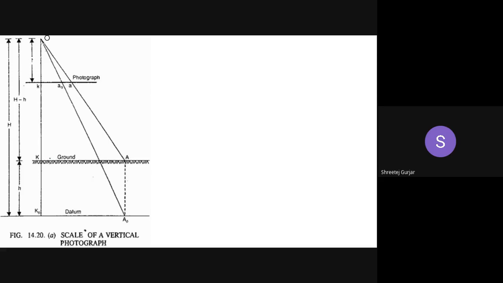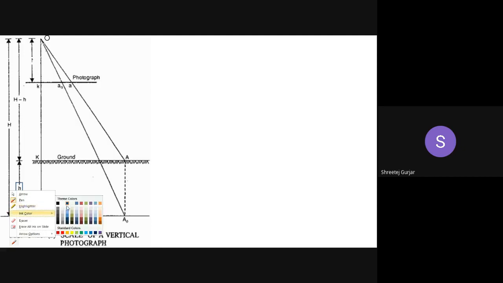Let us first take the case when the ground is horizontal. All the points here have the same elevation from the datum, that is small h.